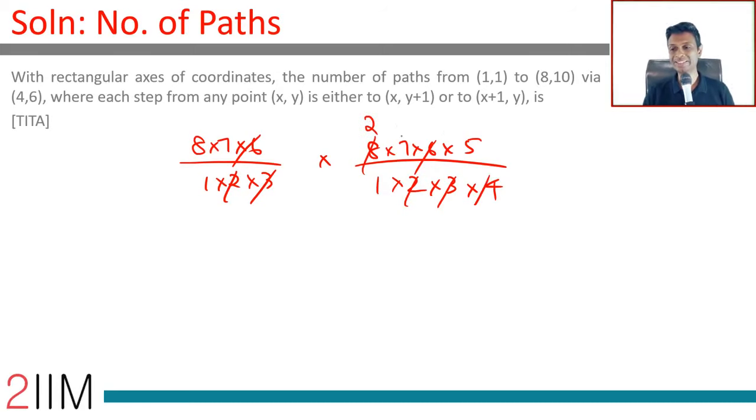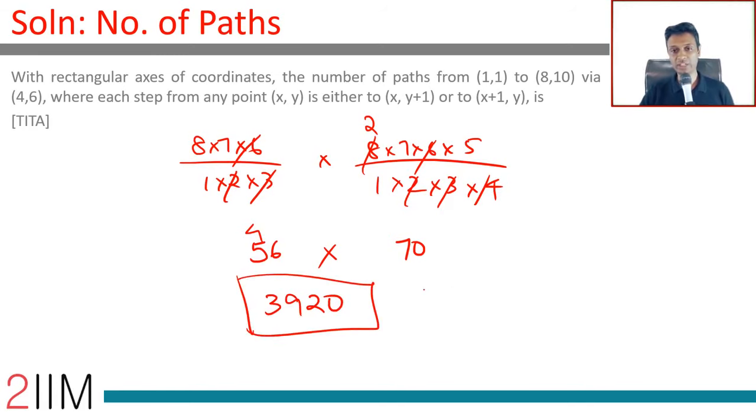2 into 5, 10. 7 into 10, 70. 56 into 70. 7, 6 are 42, 2, 4, 35 plus 4, 39, 3920. That is the right answer.